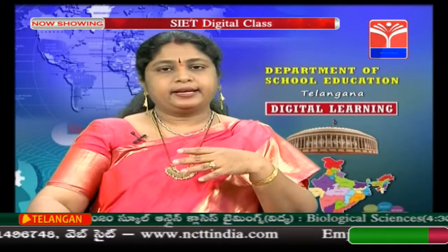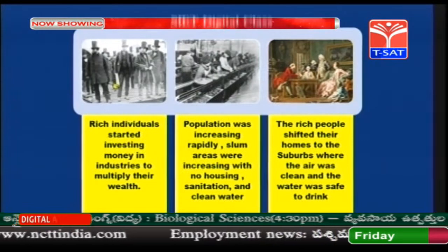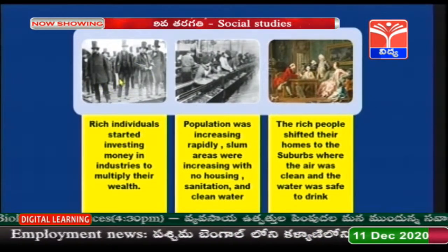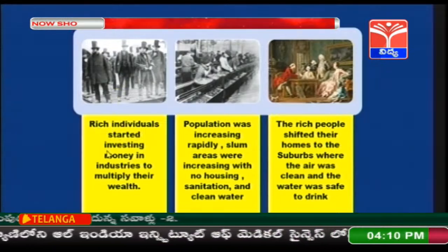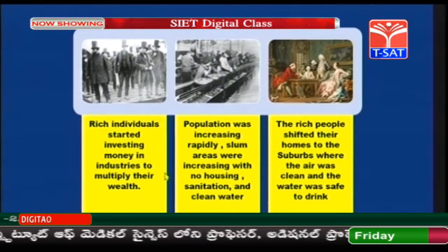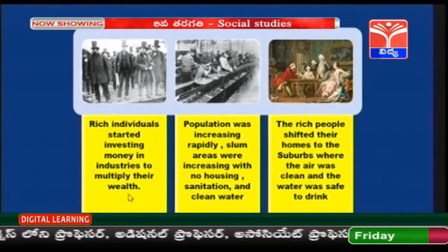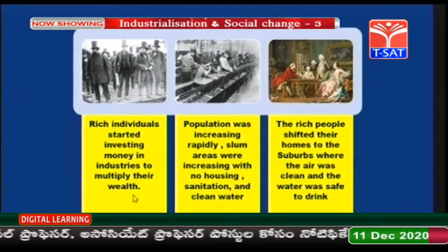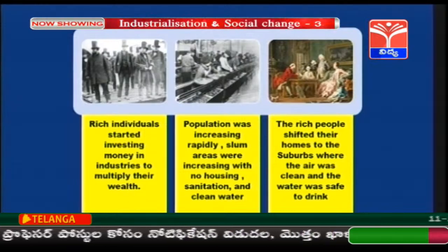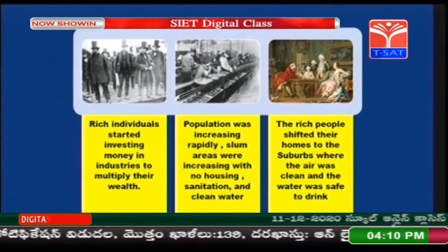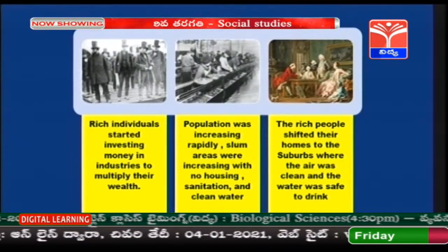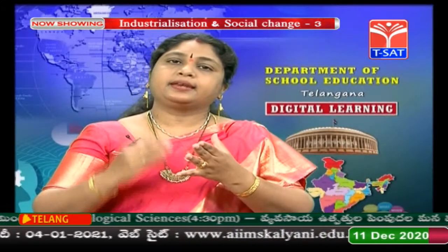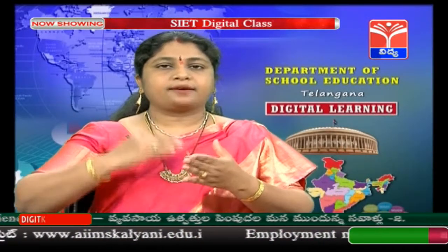So let's see in detail now. You can see the picture here. So these are the rich individuals or the factory owners. Rich individuals started investing money in industries to multiply their wealth. So what did capitalists do? They invest money in the factories. Okay. So why are they investing the money? Because to get profits. And most of the capitalists or industrialists did get the wealth, they have multiplied their wealth.